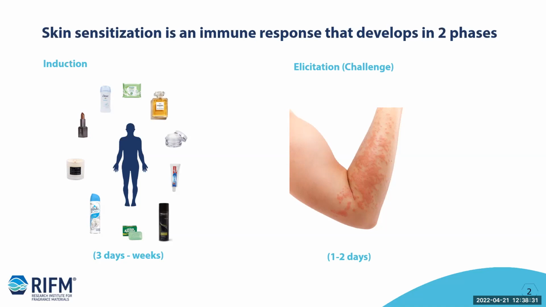Elicitation is when you're exposed to the same chemical again after your immune system is activated towards that specific chemical. And this is where you see the reactions such as redness, swelling. You would see these reactions come in 1 or 2 days after the exposure, and it usually takes a smaller amount for the elicitation compared to the induction. So at RIFM, our goal is to prevent induction of sensitization so that people are protected from developing skin allergies to fragrance ingredients.